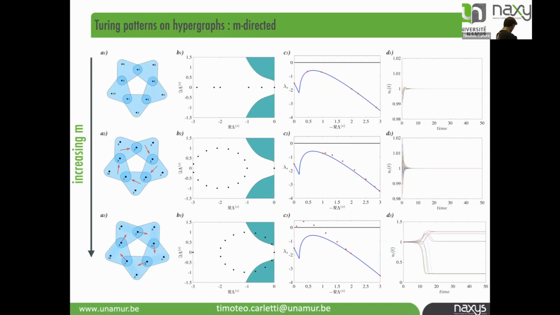While if I now put one node that points towards two nodes, so there are two nodes in the head, then now the spectrum is like this, and now you have several points of the spectrum that fall in the green zone, and indeed once you do the simulation, you find patterns. So in this simple example, you can show that increasing the directionality increases the chance, if you want, to have Turing patterns. So in the symmetric case, you don't have anything. You put a bit of directionality, you still don't have anything. But if you put enough directionality, you can have patterns. Okay.